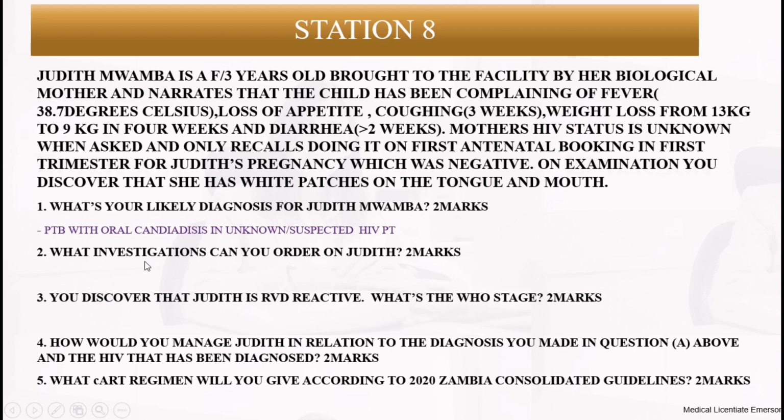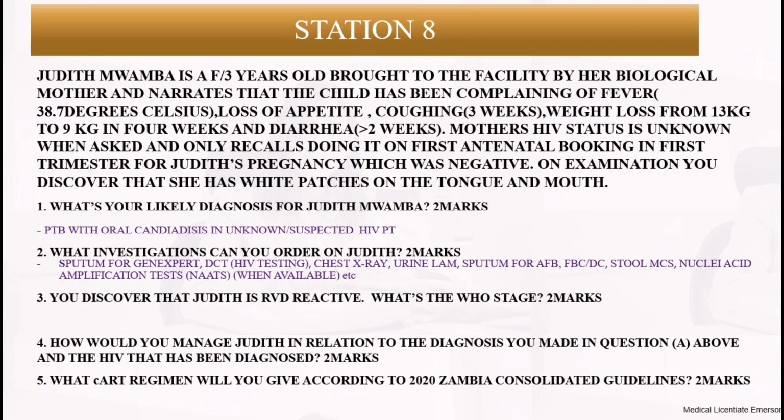Okay. So what investigations can we order? This is where we are going to order the diagnostic counseling and testing, or the HIV test. So we can do sputum for GeneXpert, DCT or HIV testing, chest X-ray, urine LAM, sputum for AFB, then of course our FBC, GC, 2MCS, also nucleic acid amplification test, and you do them when they are available, of course. These were the only ones I managed to write, but you can put any.